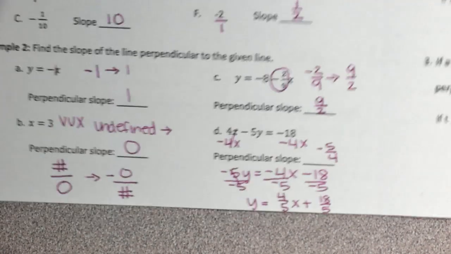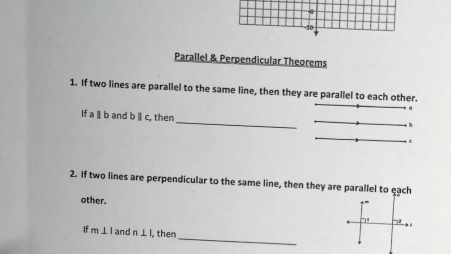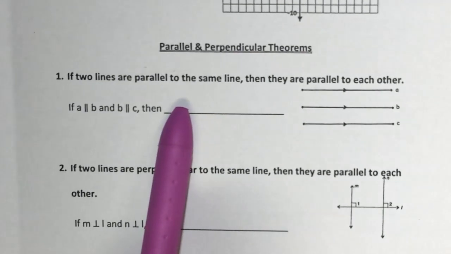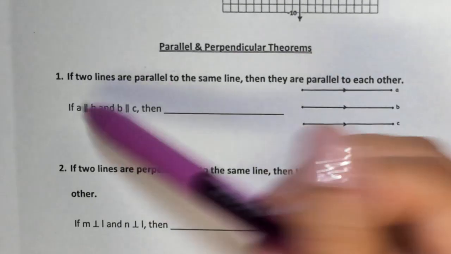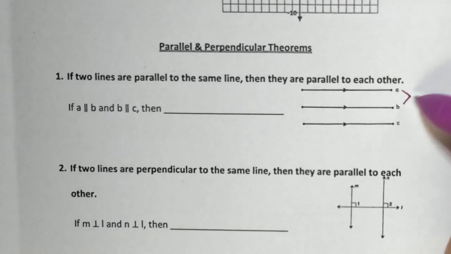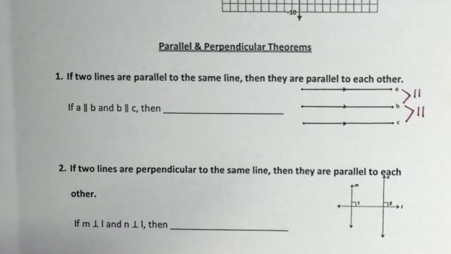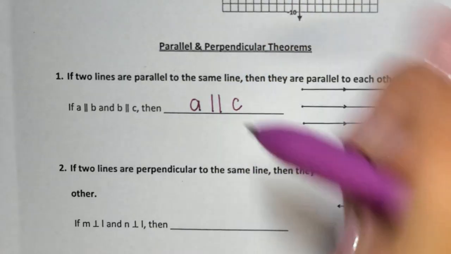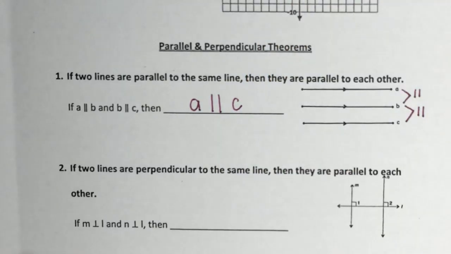Before we do that, slide over to the last page. I want to talk about some properties of parallel and perpendicular lines. If you have two lines that are parallel to each other, look up, don't talk. If A is parallel to B, and B is parallel to C, what do I then know? A is also parallel to C. They all do have the same slope.